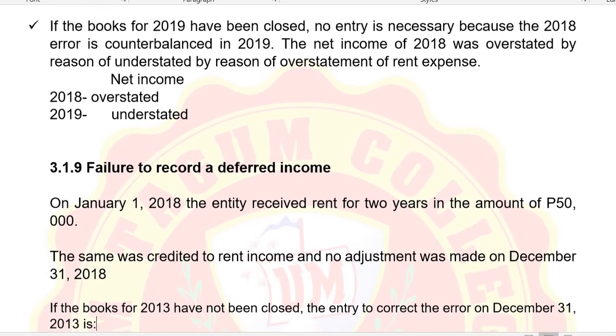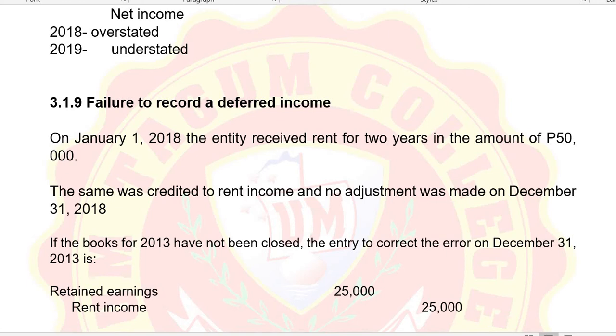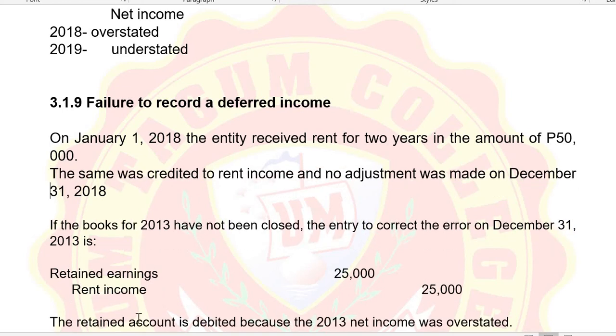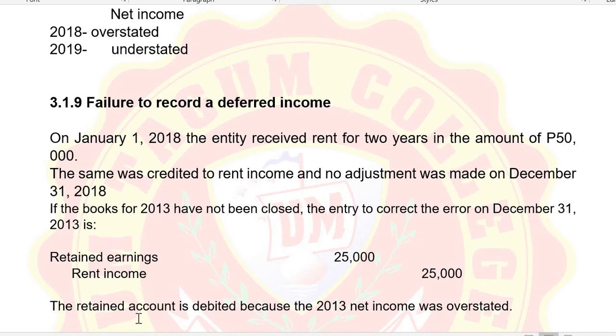Okay. This next one is failure to record deferred income. Okay? Failure to record deferred income. Okay. On December 1, 2018, the entity received 50,000 for 2 years. Okay? The same was credited to income and no adjustment was made on December 31, 2018. So if the books of 2019 have not been closed, the entry on December 31, 2019 is... Okay, if December 31, 2019 is not yet closed, our 2019 books are not yet closed.